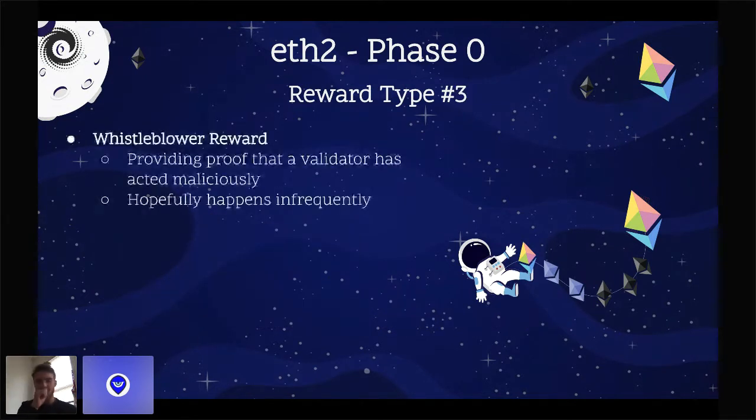Reward type number 3 is the whistleblower reward. I think this is pretty straightforward. These are individuals inside of the system who are policing the system and looking for people who are acting maliciously, and we'll get into some of those behaviors as well. But ultimately, if you are the one that brings that to the table and you push that to the attester, there is a reward for policing the system as well. And hopefully this happens infrequently, but TBD.